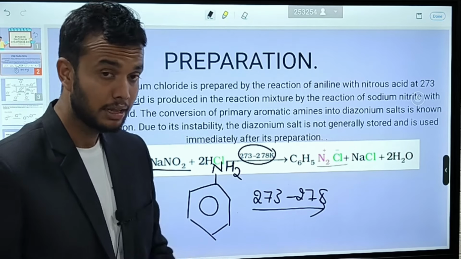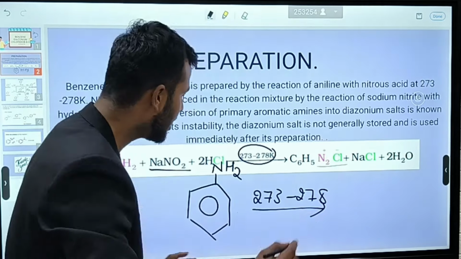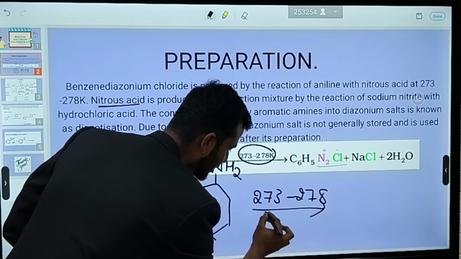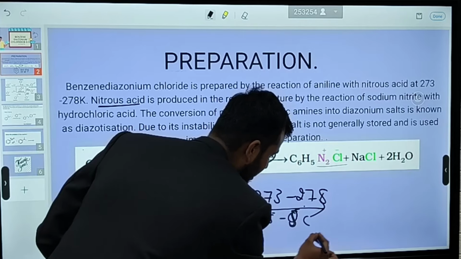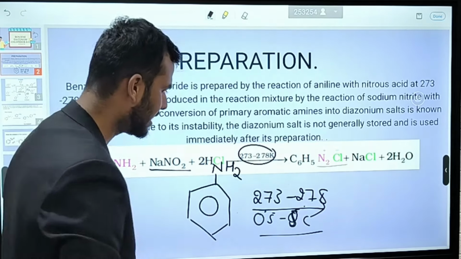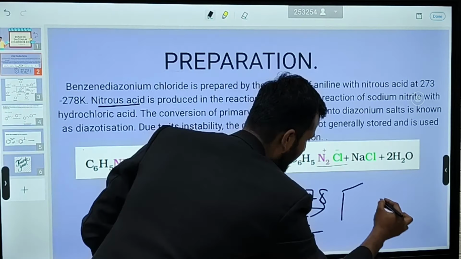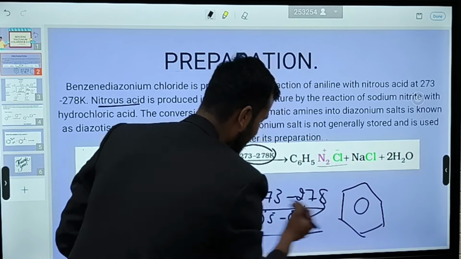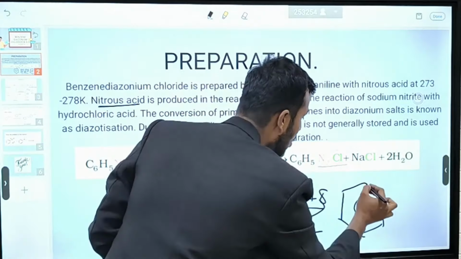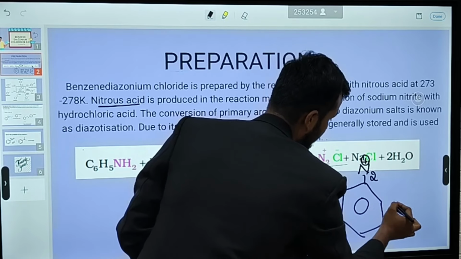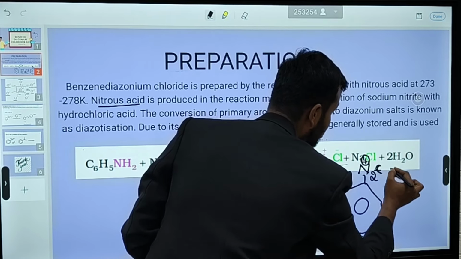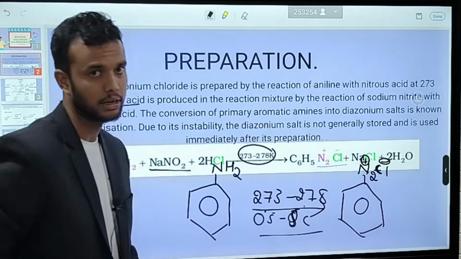Otherwise sometimes they will confuse you. How do they do it? They will mention it in degree Celsius. It is from 0 degree to 5 degree Celsius. From 0 to how many degrees? 5 degree Celsius. We get an aniline structure: a benzene ring with NH2. What do we get if it is oxidized? We will get BDC. What is BDC? N2 plus Cl minus.